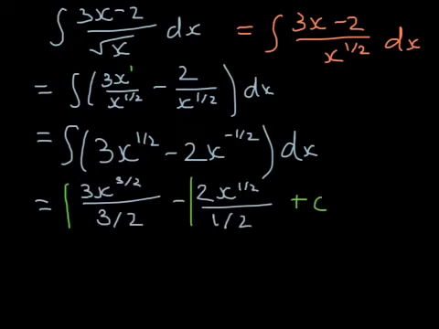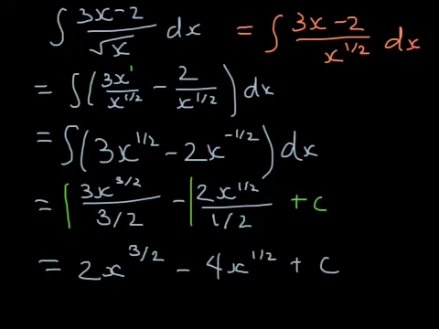From here we integrate. So our 3x to the power of 1/2 now becomes 3x to the power of 3/2, because when we add 1 to 1/2 we get 3/2, and we divide it by the same value. Same with our 2x to the negative 1/2. When we add 1 it becomes 2x to the 1/2 over 1/2, plus our constant. Finally we simplify, and our end result is 2x to the power of 3/2 minus 4x to the power of 1/2 plus our constant.